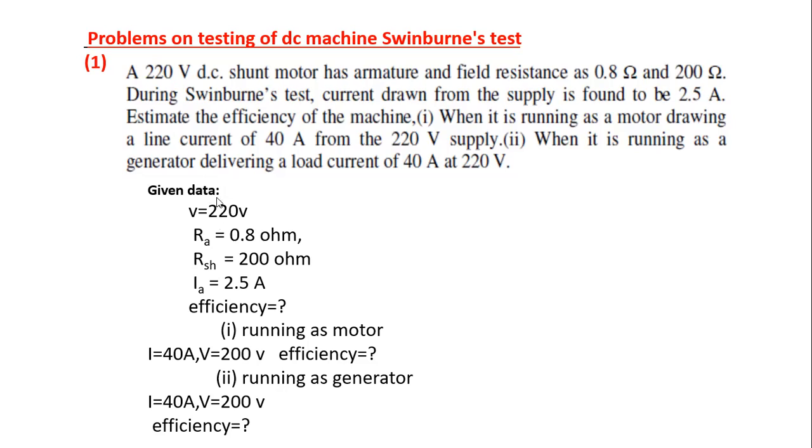This is the given data for this problem, which was already discussed in the previous class. This is the voltage, RA, RSH, and IA, and efficiency. First we determine the efficiency as a motor and the efficiency as a generator.